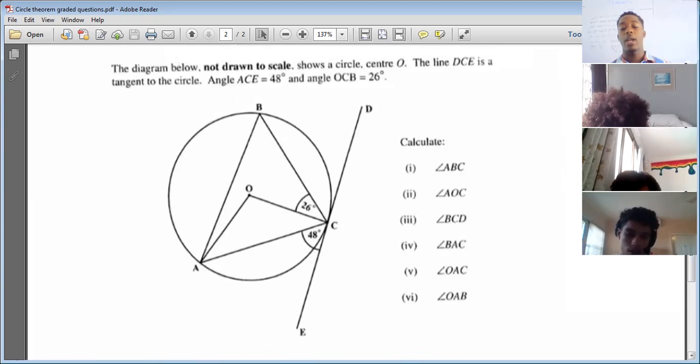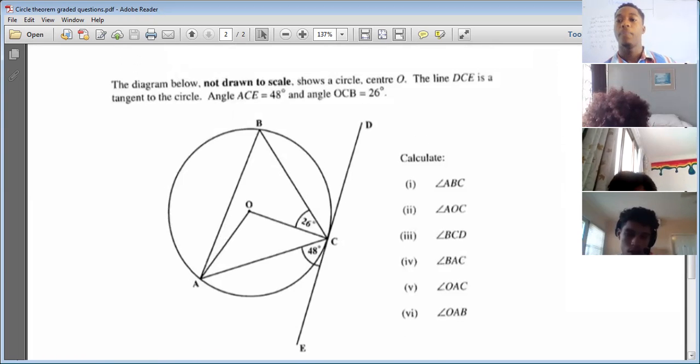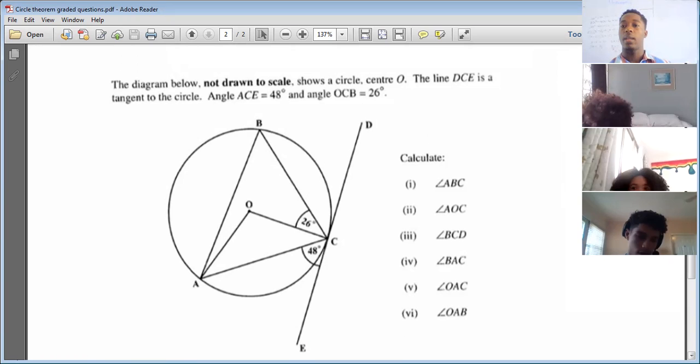This is a graded work. Do you think you are able to do this question? Probably. Well, I'm probably gonna be able to do most of them. Okay. I believe you all can do this. It's simple.